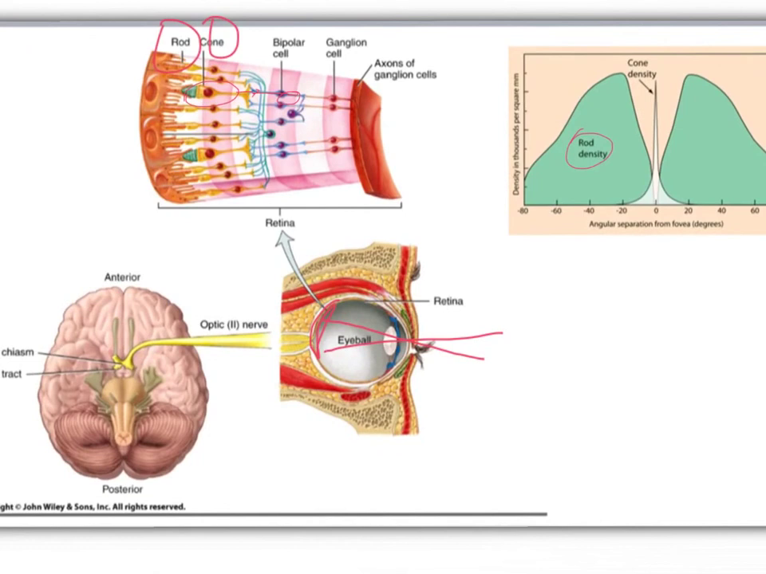Okay, back to this diagram again. The rods are going to interpret black and white data, and the cones are going to be deciphering color. And the basic mechanics of all of your sensory experiences are going to be pretty similar. You're going to have your differences at the site of the experience. So for your eyeballs, you're going to have rods and cones.